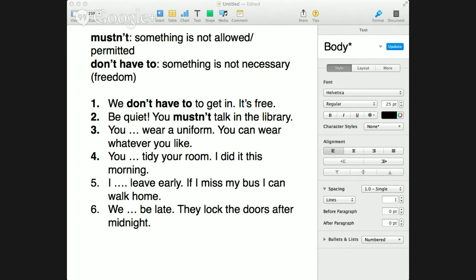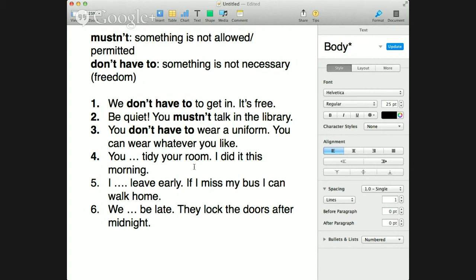Number 3 is for Eduardo. Oh, you don't have to wear a uniform. You can wear whatever you like. Excellent. Well done. You have the freedom to wear whatever you like. Good work. Valerio, number 4. You don't have to tidy your room. I did it this morning. Excellent. Wouldn't you love someone to say that to you? Well done. And number 5, Raphael.